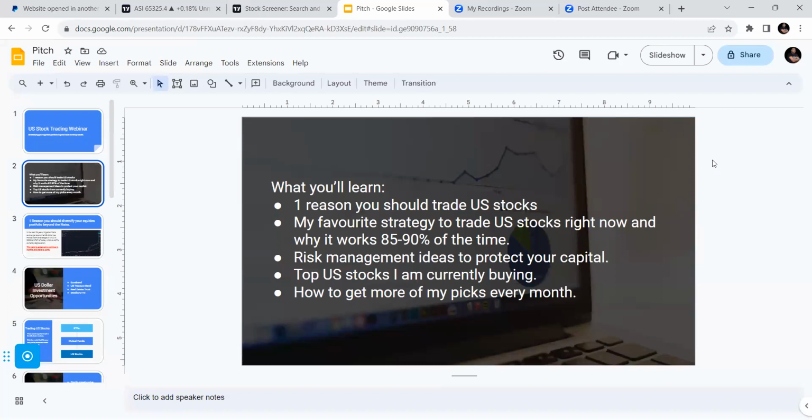Then we'll also discuss risk management ideas to protect your capital, how you should be protecting your capital in the market. So you don't just think that anytime you buy a stock, you go and sit down. Now, note, the US stock market is not like the Nigerian stock market. So I need to discuss that.